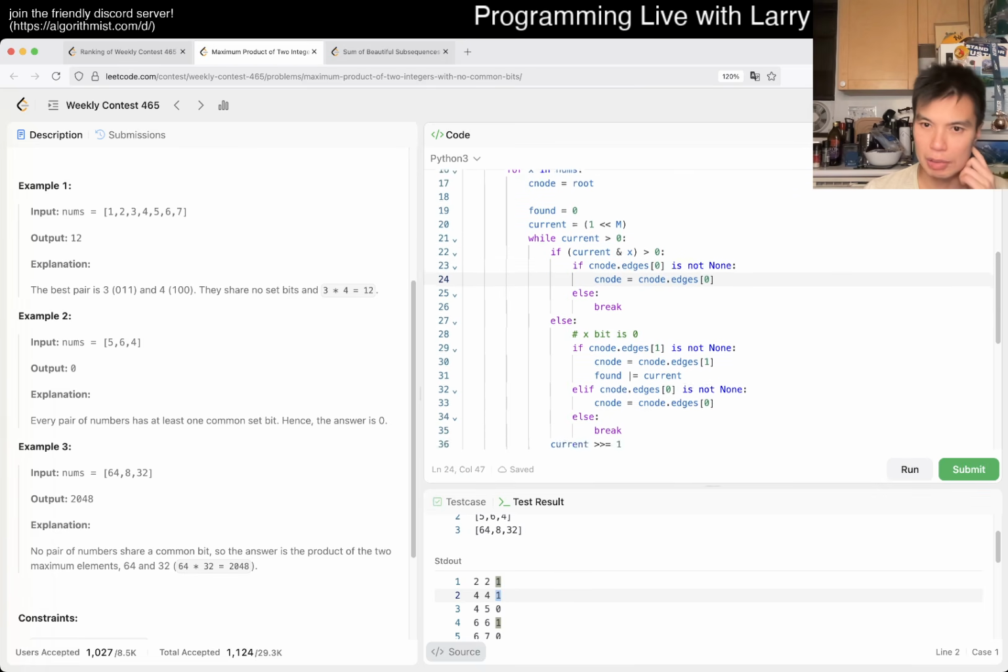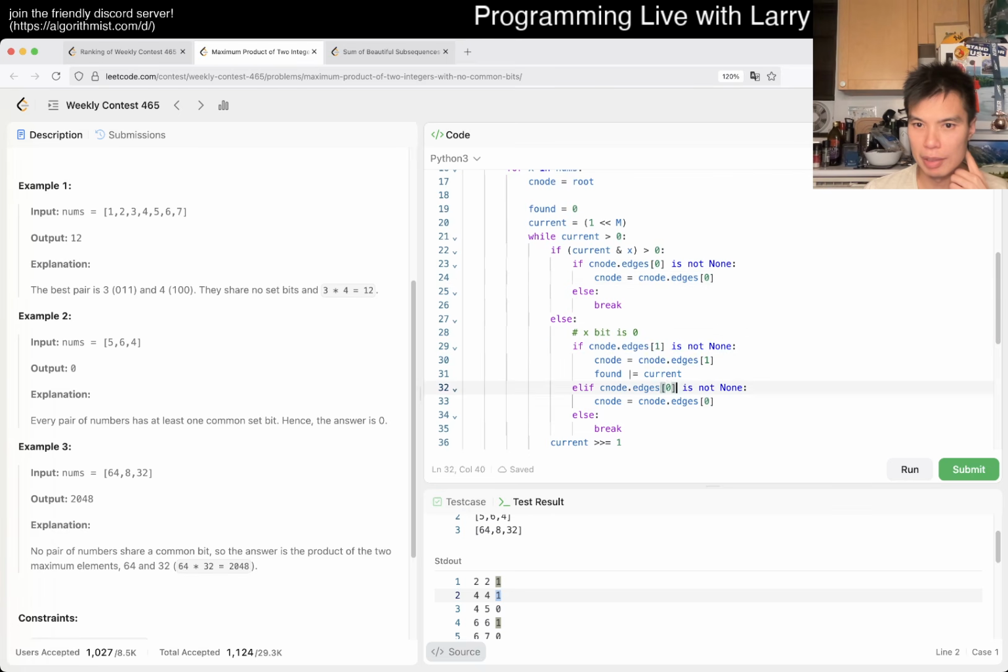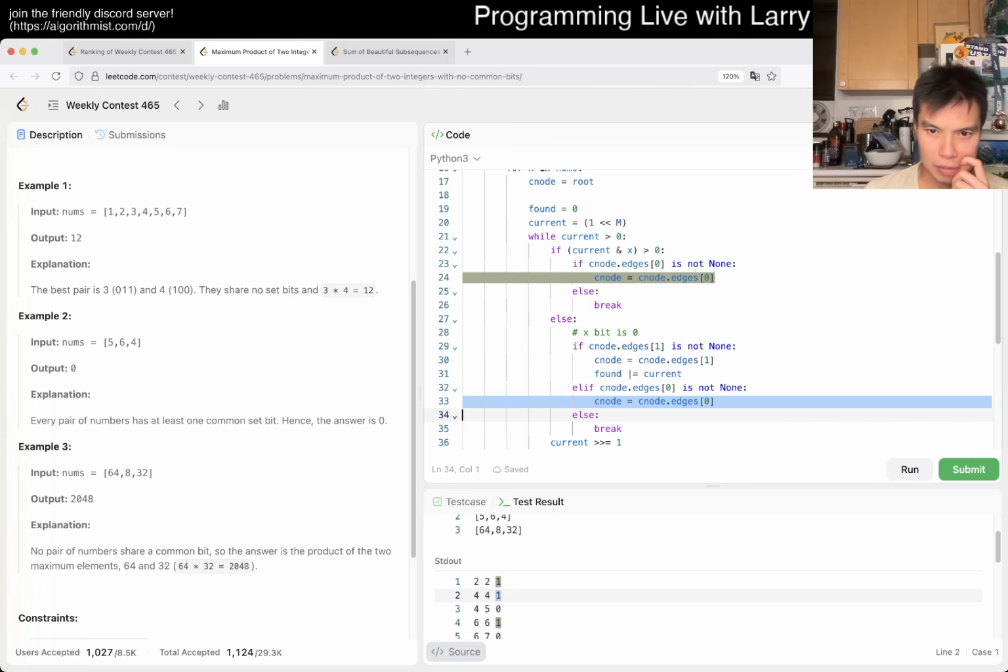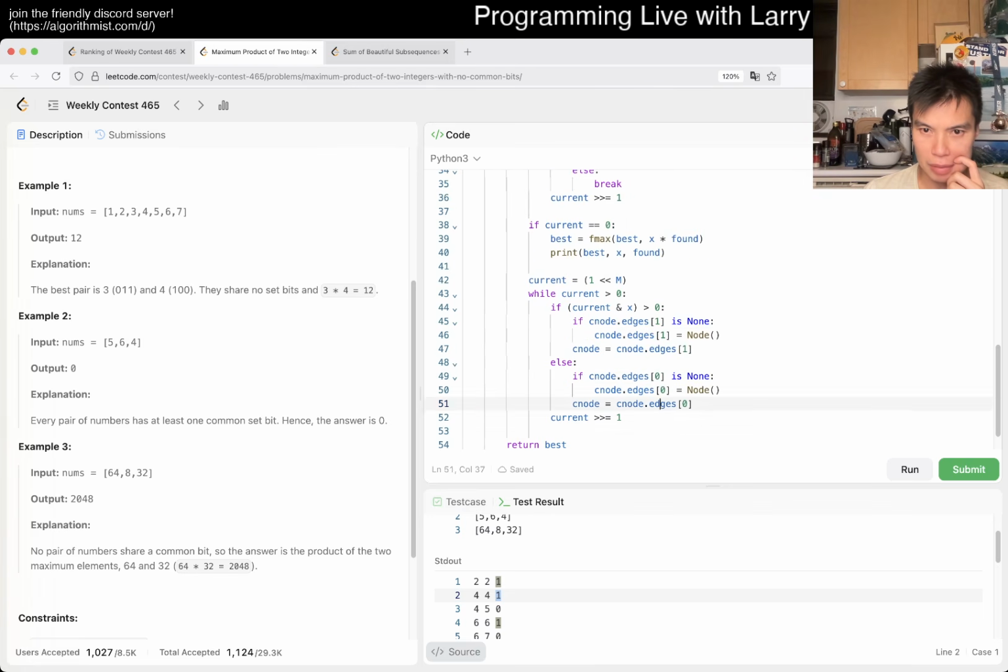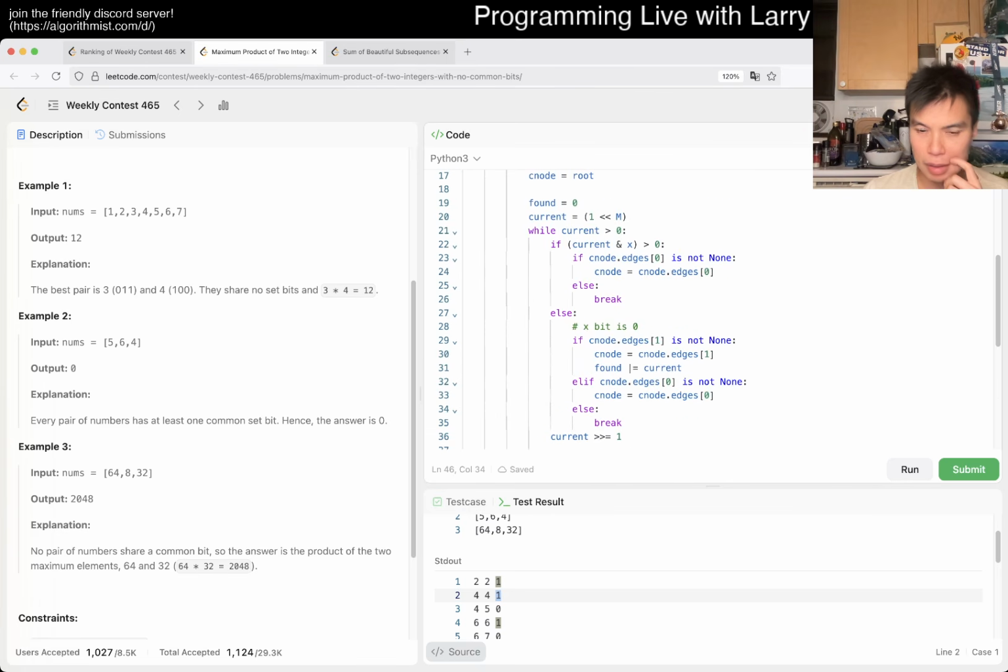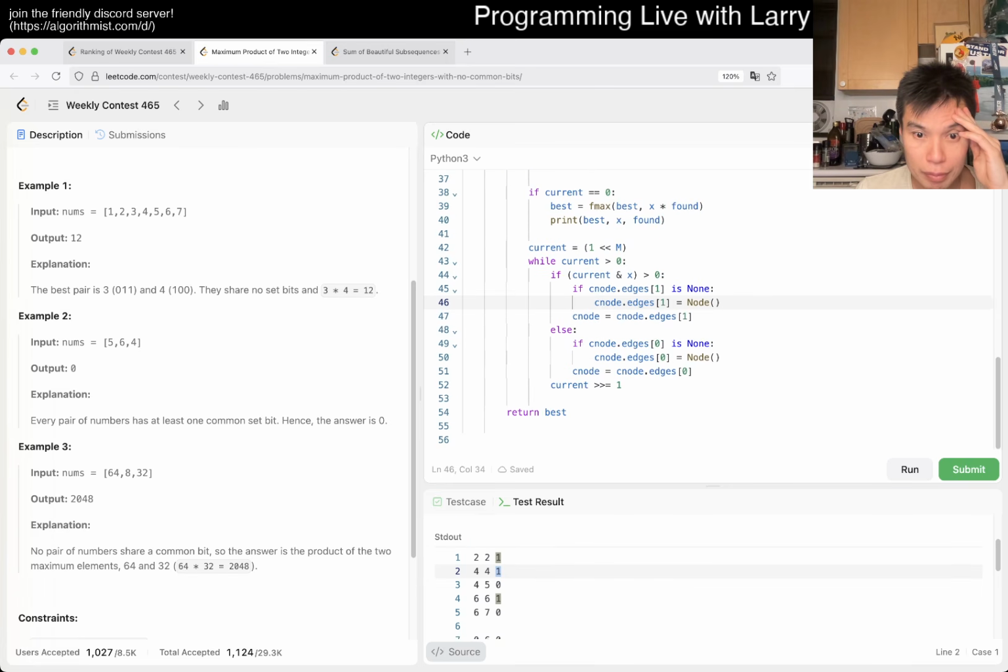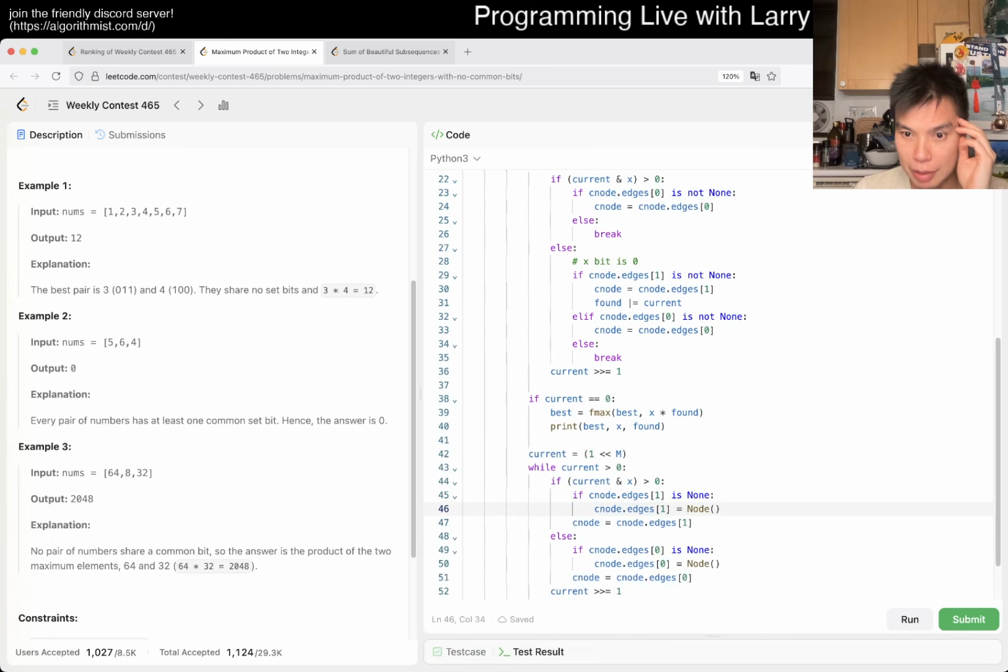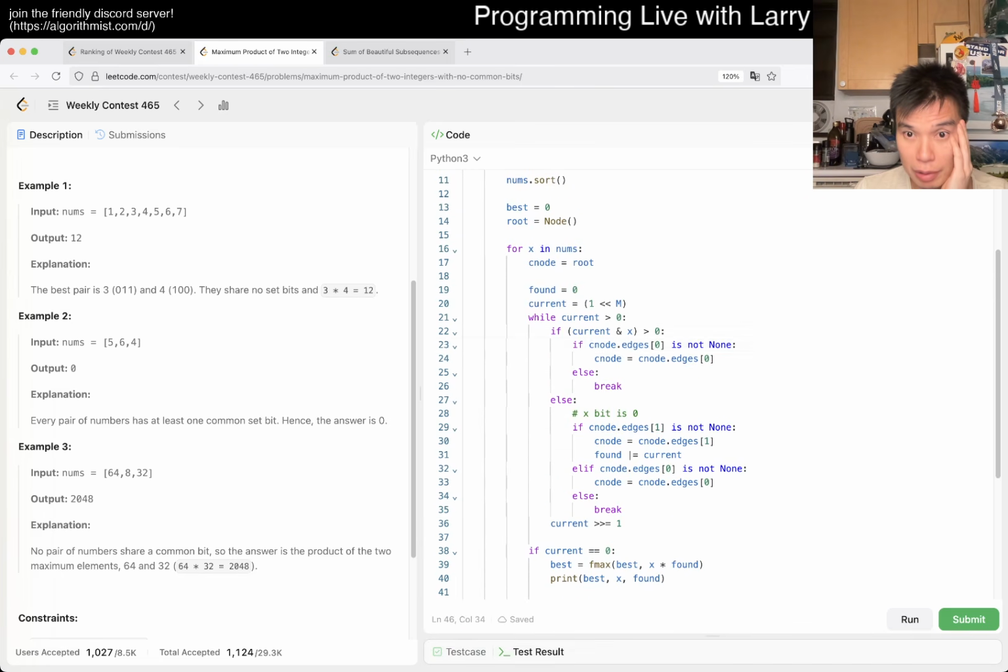So 0, 0, 0, it tries to find 1, doesn't find it, it's fine, finds a 0. But then now when it gets to thing, did I create this wrong or something? Why am I so bad at it today? Because 4 should find a 3. This is a pretty standard problem. Why am I struggling? Okay, so if it's not none, else, then this is defined. Is that right?